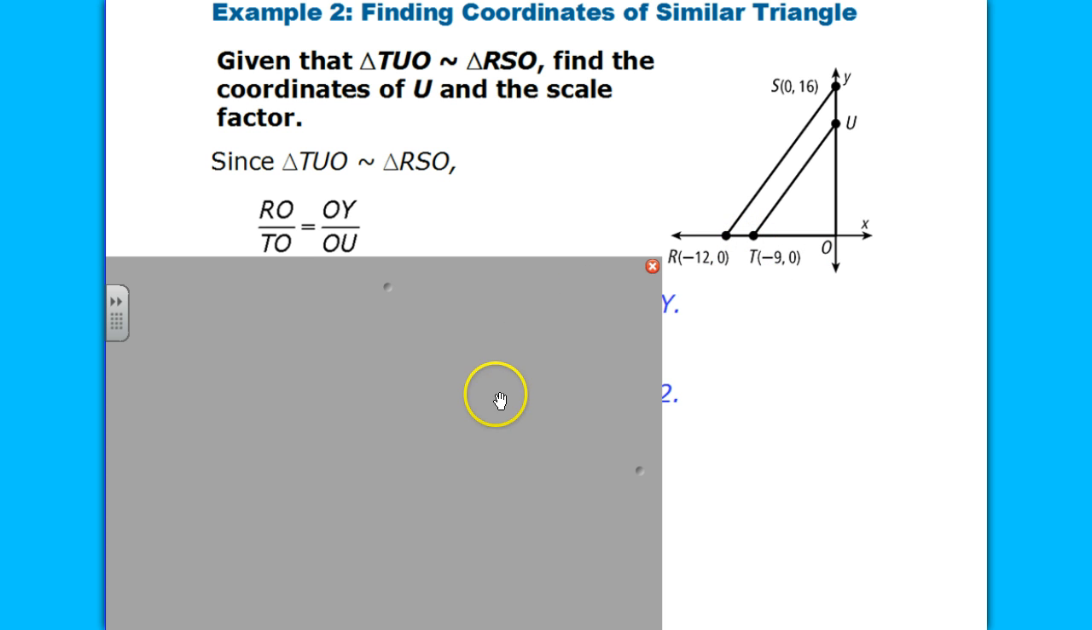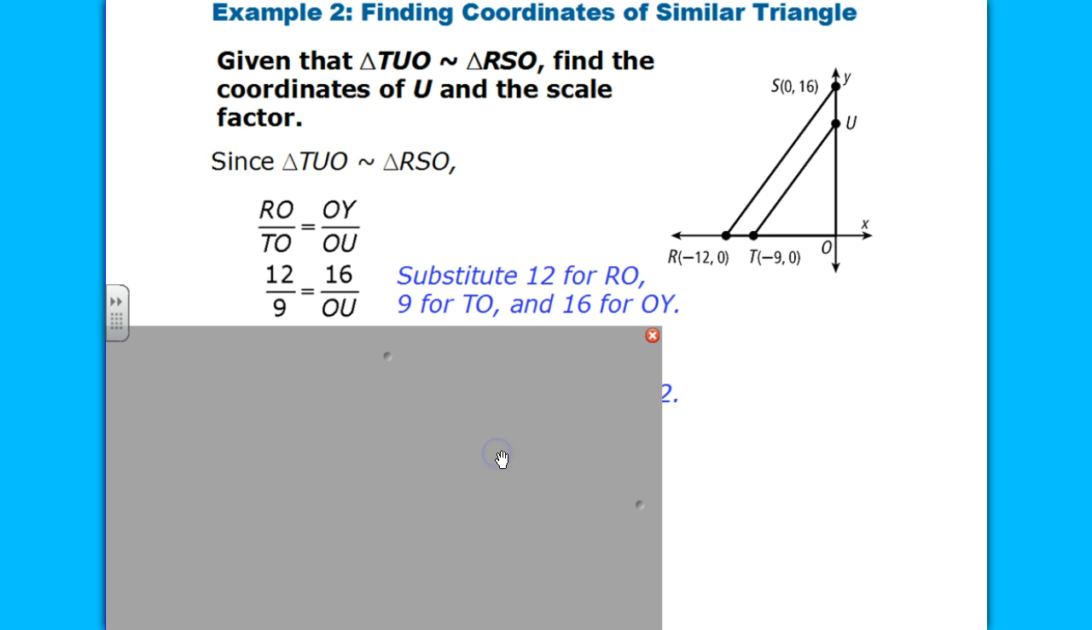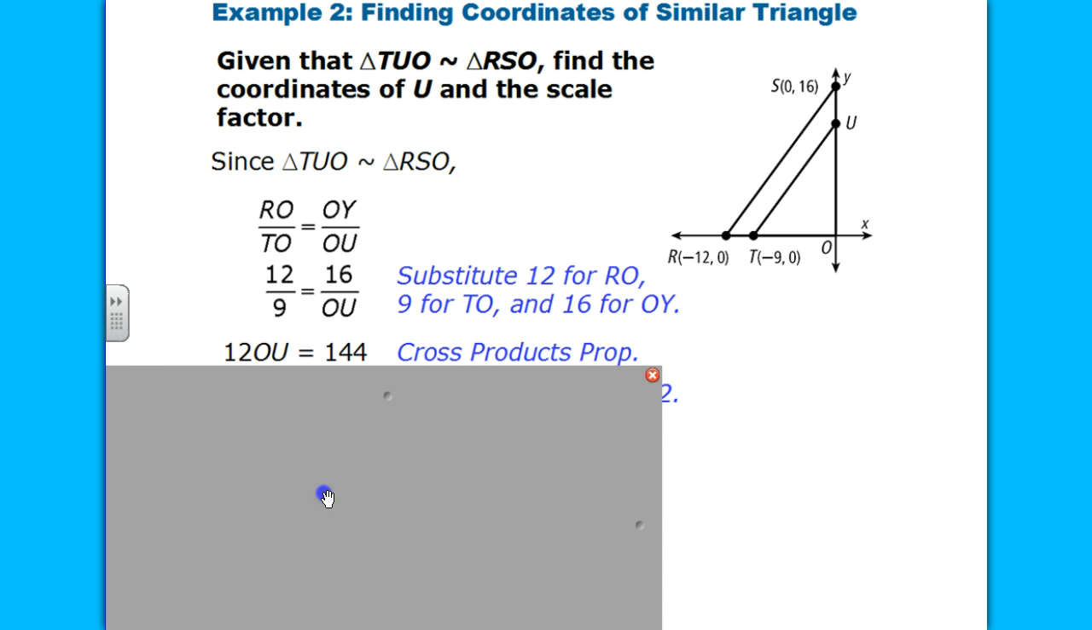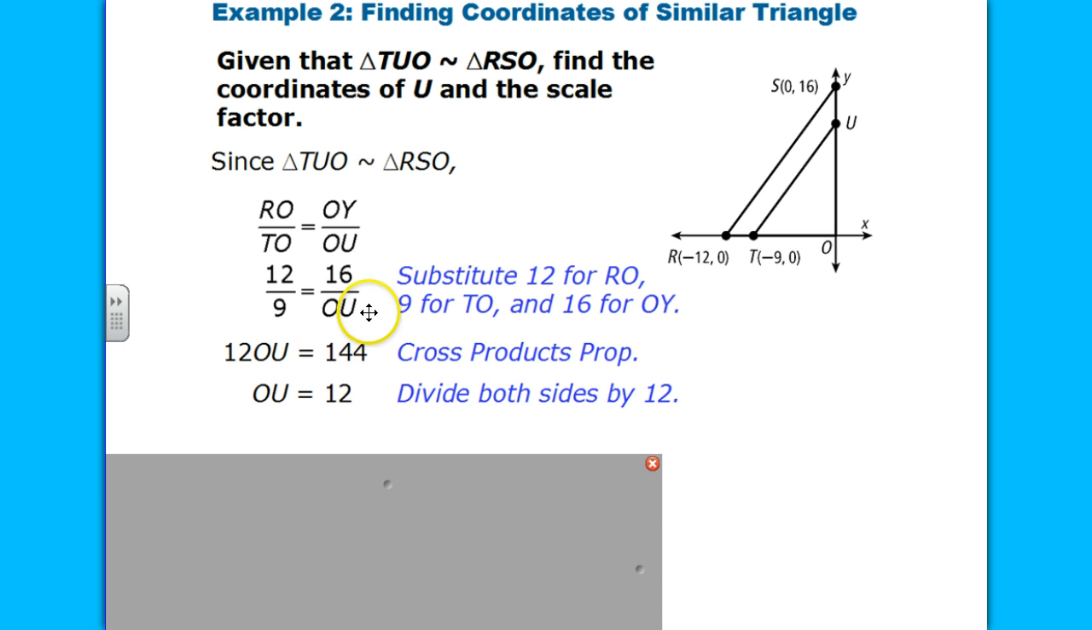So we can do that actually by comparing RO to TO, right? Interesting. So we can substitute the values we know. 12/9 equals 16 over the unknown. We can find OU, right? What would we have to multiply by, or how could you find this? Couldn't you just find the transformation between T and R? You don't need to. So use your cross products to solve for OU, and if OU is 12, we have two ratios that are equivalent, and the question is, what do you multiply by?